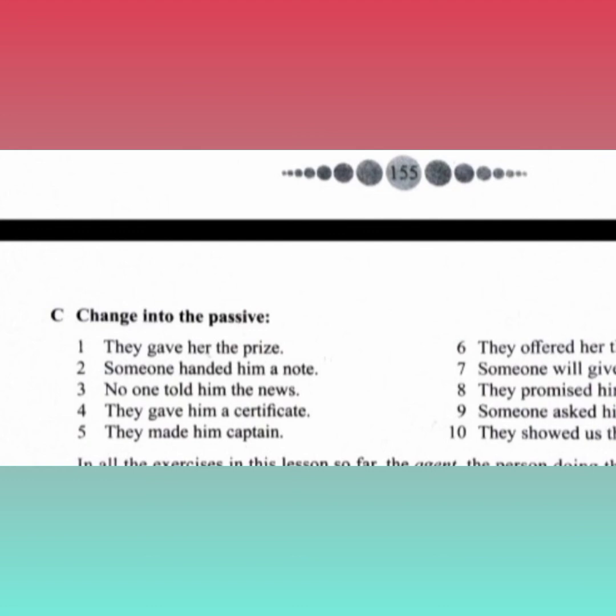So children, in all the exercises, that means A to C, the agent, or the person who is doing the action, is unimportant. In all the questions we have seen that the agent is not there. We are using someone, they, people, like that. So when we are changing into passive form for these, the agent has been left out. Such phrases like someone don't add any meaning to the sentence. The meaning is complete without them also.